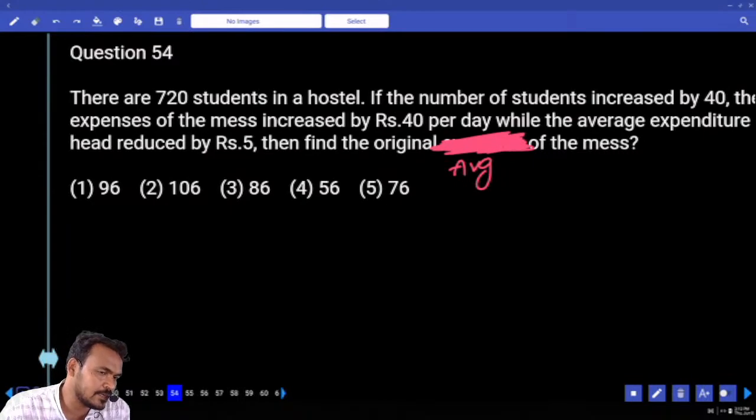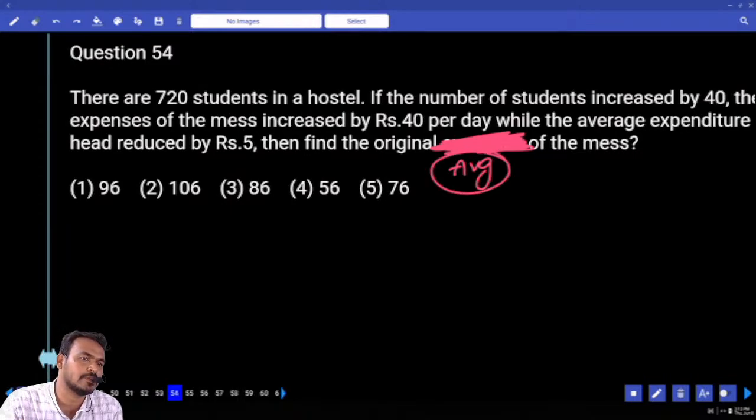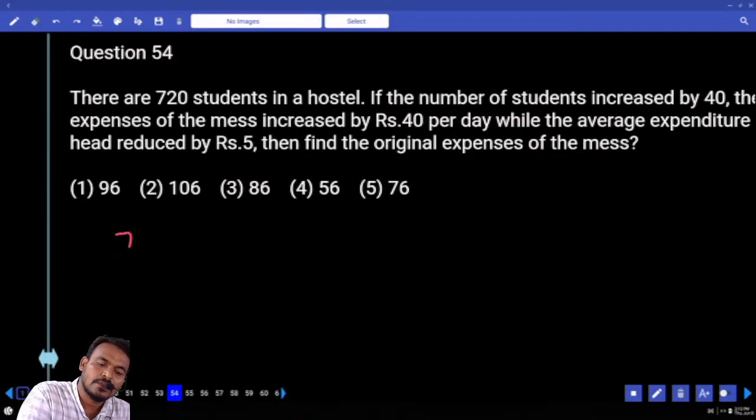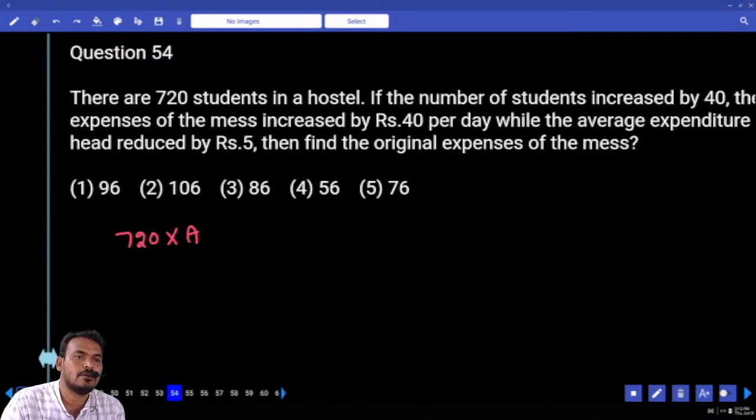If you required expenses, then the answer must be more than 720 or less than 720. More than 720. Because students are 720, 720 into something gives the original expenses. But here average is required, not expenses. Okay. First, initially how many students are there? 720 students. Let the average be A. 720 into A. That is the sum for how many students? 720 students.